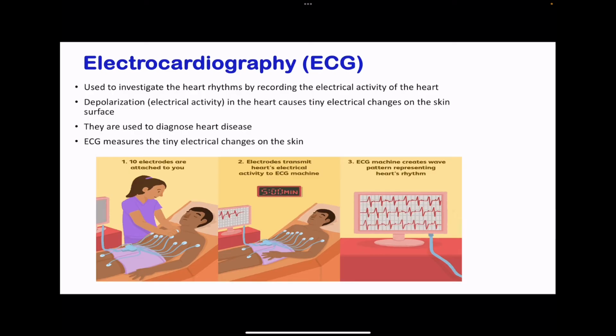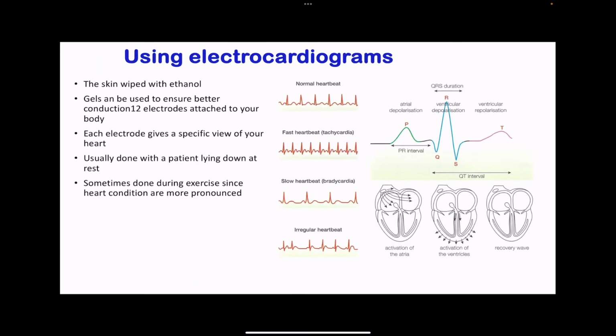So the condition of the heart can be studied using electrocardiography. Electrocardiography is a non-invasive diagnostic tool that records the electrical activity of the heart over time. It uses electrodes that are placed on the skin. We can see that here. This provides a visual representation of the heart's rhythm, the heart rate, electrical conduction pathways, and so on. And it's also used to detect abnormalities within the heart. These abnormalities could be arrhythmias as well as other heart conditions.